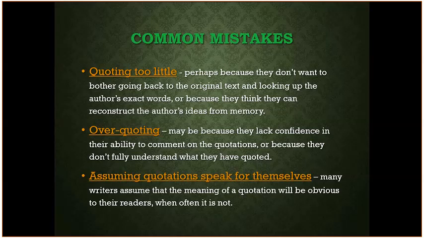Thank you, sir. Some writers make common mistakes while quoting, and here are three bullets. Quoting too little. Some writers quote too little. Why? Perhaps because they don't want to bother going back to the original text and looking up the author's exact words. As Tilak sir just presented, while summarizing also, someone summarized too little and someone summarized too much. Likewise, while quoting also, someone quotes too little because they think they can reconstruct the author's ideas from memory. And some others over-quote. Why? Maybe because they lack confidence in their ability to comment on the quotations, or because they don't fully understand what they have quoted.